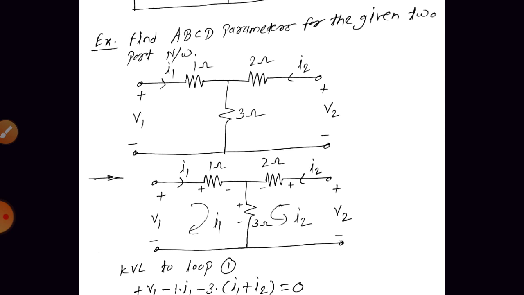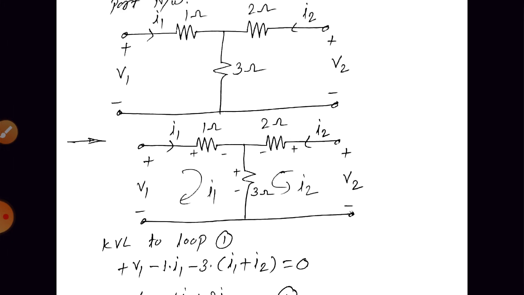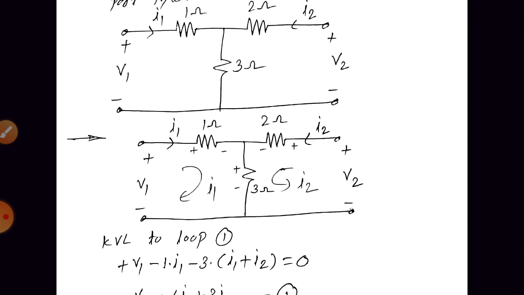So let us discuss one simple example. Find ABCD parameters of the given two-port network. Okay, in the same way we can simplify it with the help of Kirchhoff's voltage law. So we have a T network. Our task is to find the ABCD parameters, which means we need to form the equations of V1 and I1 in terms of V2 and minus I2.